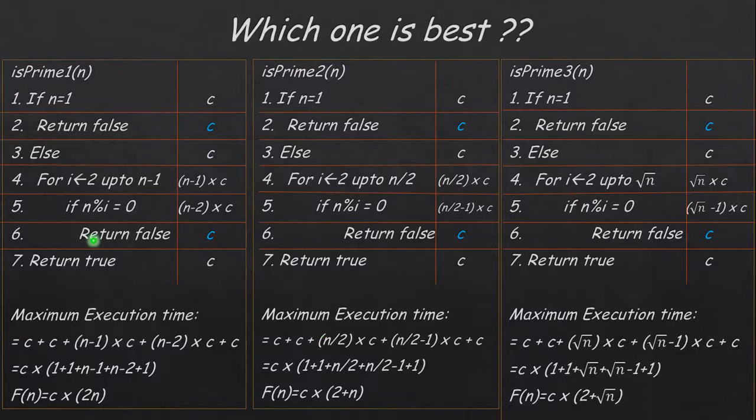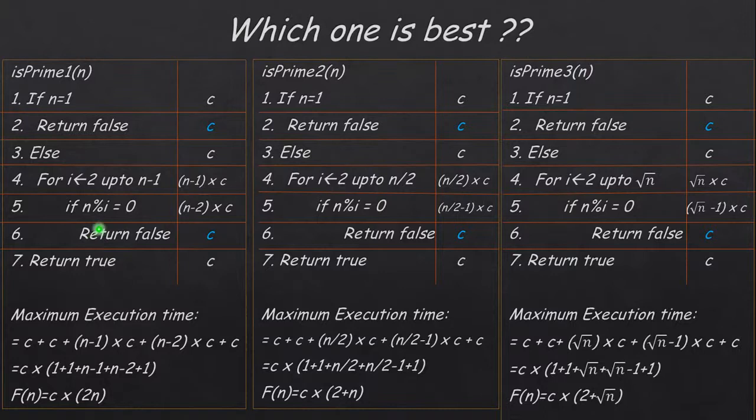So why do we analyze algorithms? To find the best algorithm. In this example I have 3 procedures. All 3 procedures are used to check whether a given number is prime or not. So here I am calculating the maximum execution time. You all know the procedure to find whether a given number is prime or not.